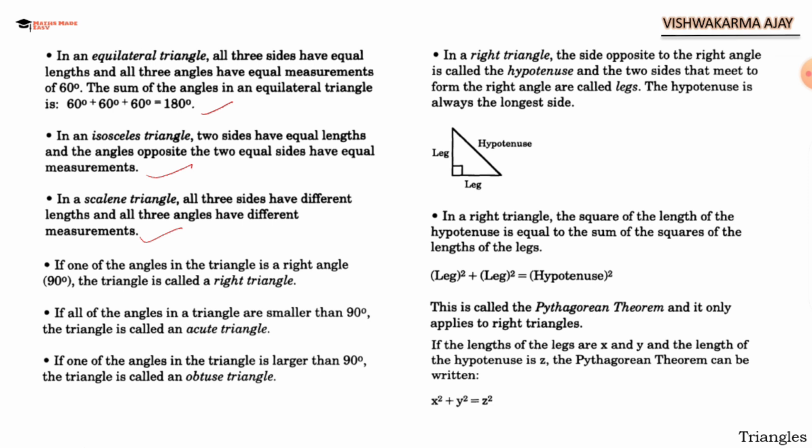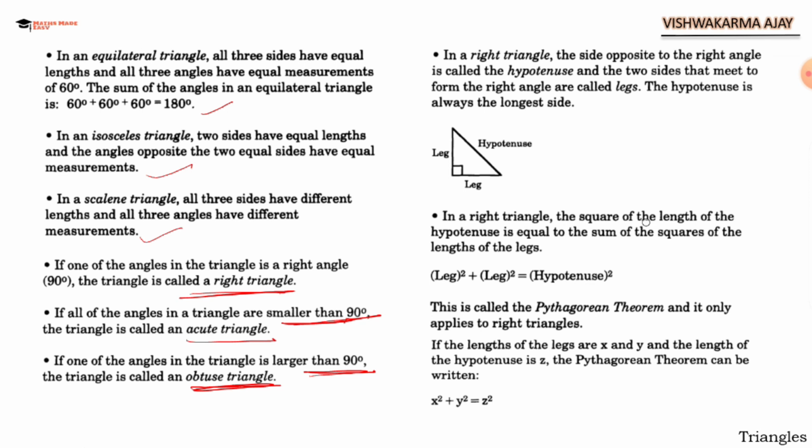If one of the angles in a triangle is a right angle, that is 90, it is called a right angle triangle. If all the angles in a triangle are smaller than 90, it is called an acute angle triangle. And if any one of the angles is more than 90, it is called an obtuse angle triangle. In a right angle triangle, the side opposite to the right angle, the 90 degree angle, is called the hypotenuse.